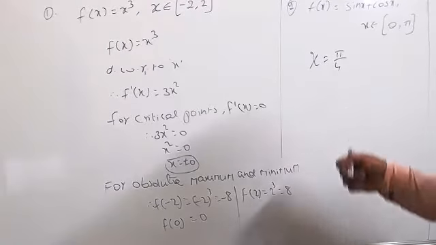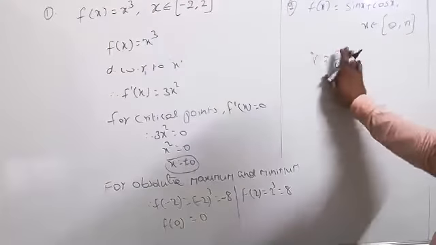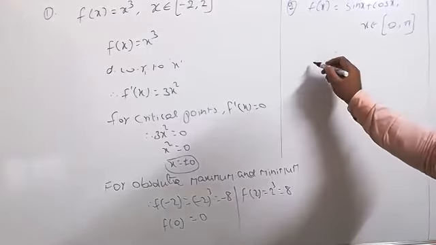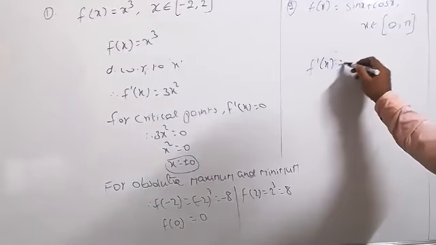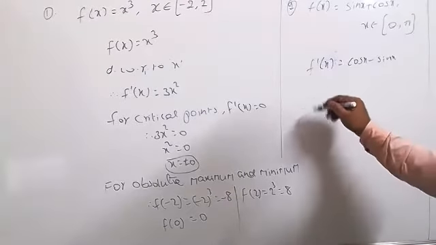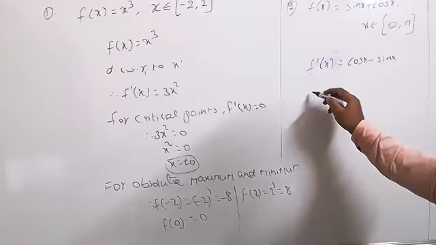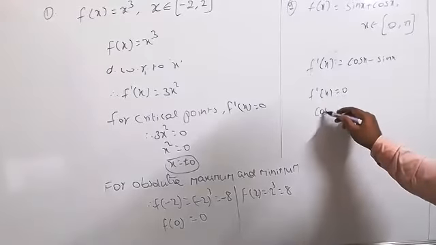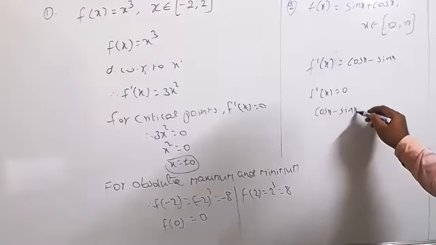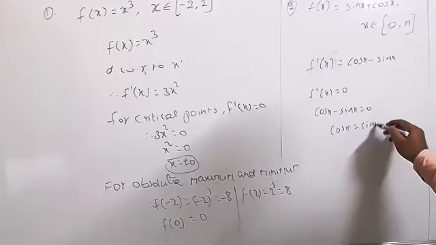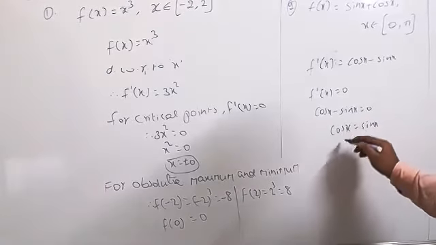The remaining you can write yourself because you know differentiation very well. Already we have done so many questions, but if you want, I can write, no problem. So f dash of x equal to cos x minus sin x. Therefore for critical points, f dash of x equal to 0 we have to take. So cos x minus sin x equal to 0, so cos x equal to sin x.